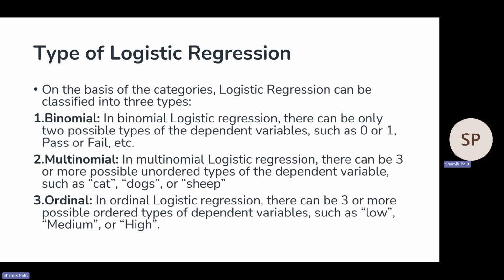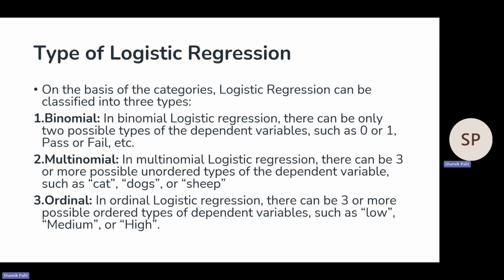Let's have a look at the different categories of logistic regression. Generally there are three specific categories, as we have seen here: binomial, multinomial, and ordinal. Suppose you would like to predict the value of the dependent variable as 0 or 1, or pass or fail respectively. Then we can say it's a binomial logistic regression.